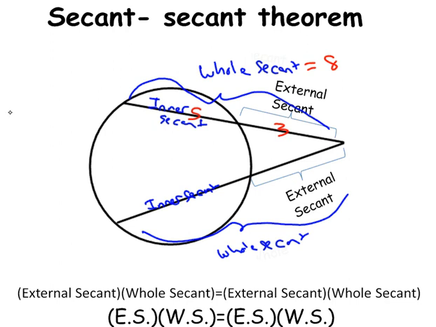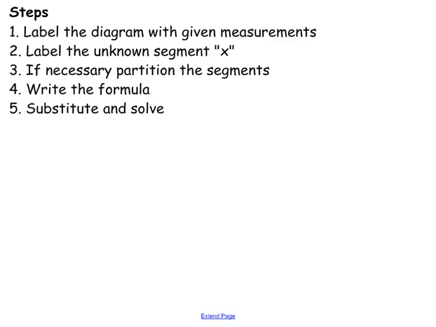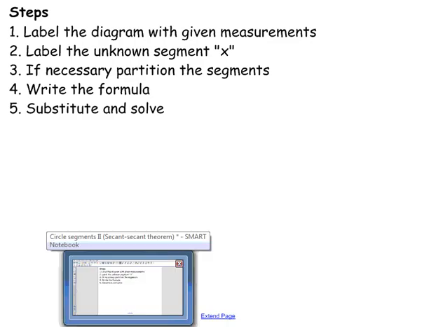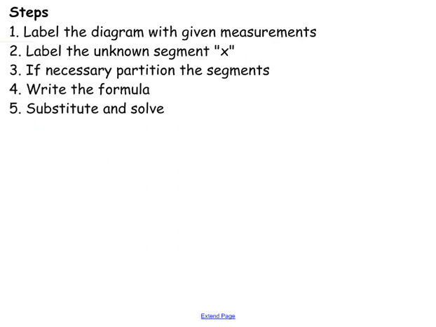So again, if you just want to get the whole secant, just add the inner part and the external part, and you get your whole secant. So that's the secant-secant theorem. ES times WS equals ES times WS. Here are steps I'll be using for the problems I'm going to be working on in this video, and I'm not going to necessarily follow them in that order, so you could just think of these as some guidelines.